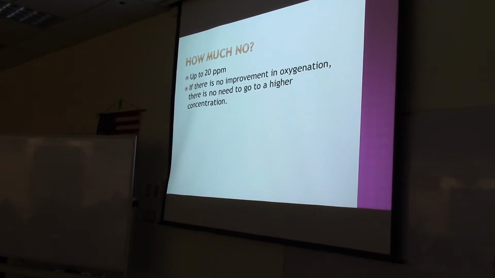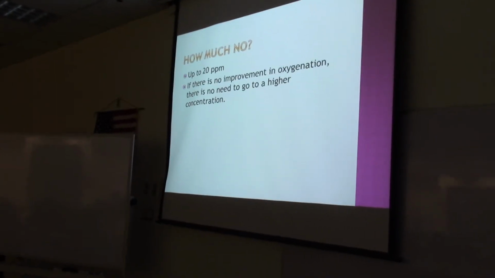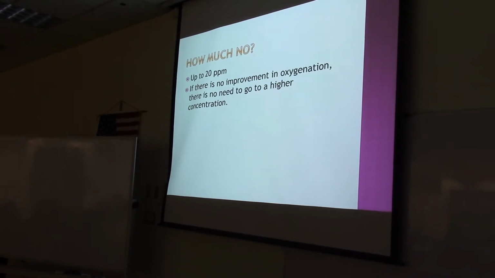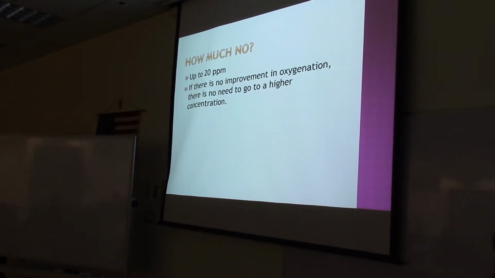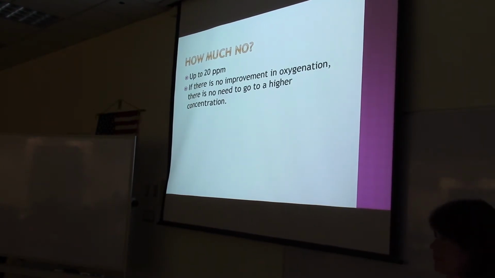So how much nitric oxide is delivered? Up to 20 parts per million. You start with 5 parts per million. This isn't in your notes, so you have to write it down. You double the dose every 15 minutes, so you double the dose Q15 minutes, and check SpO2 each time.